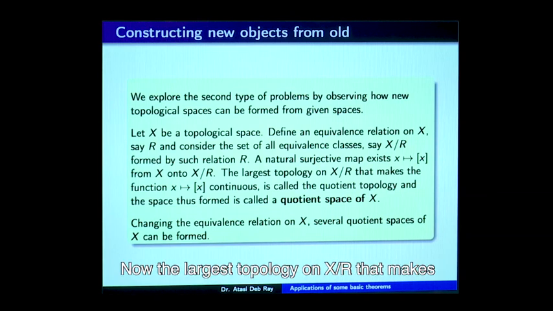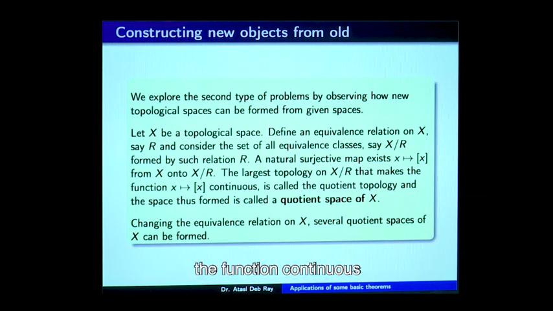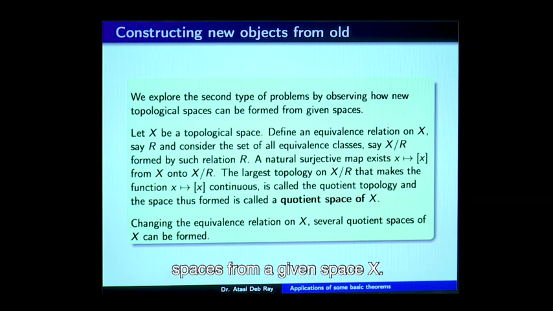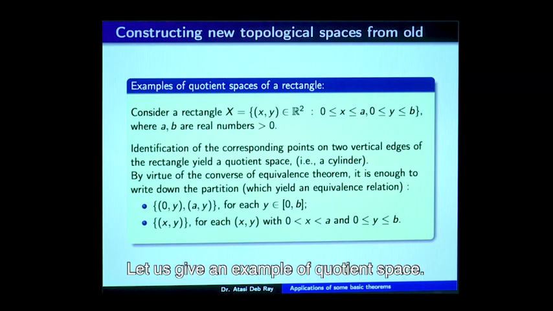Now, the largest topology on X/R that makes the function continuous is called the quotient topology, and the space thus formed is called the quotient space of X. So, changing the relation, we get various quotient spaces from a given space X. Let us give one example of quotient space.